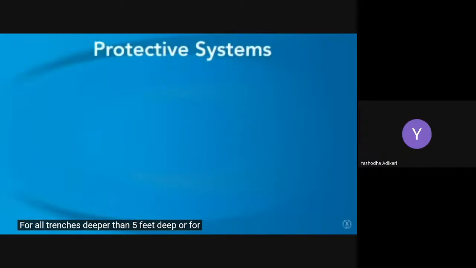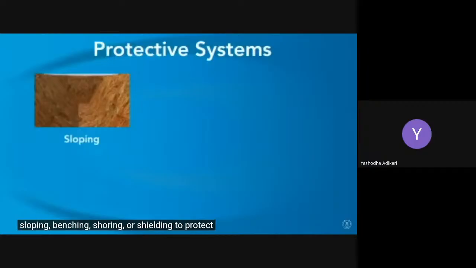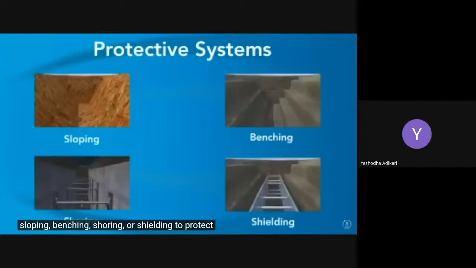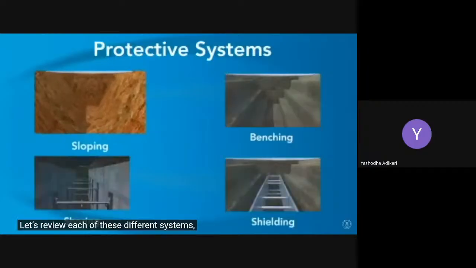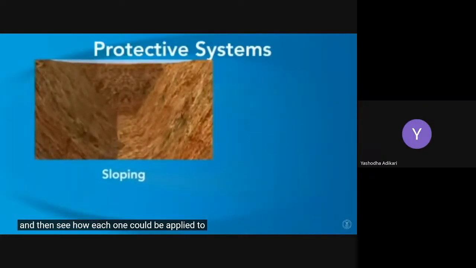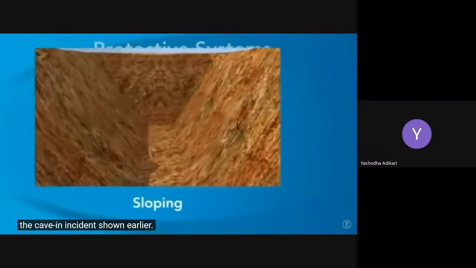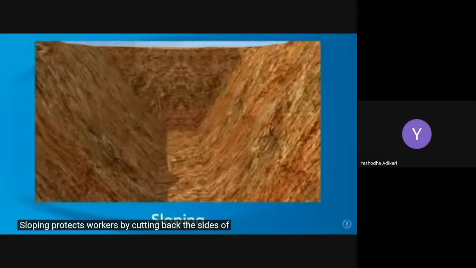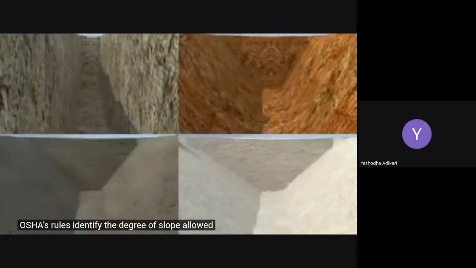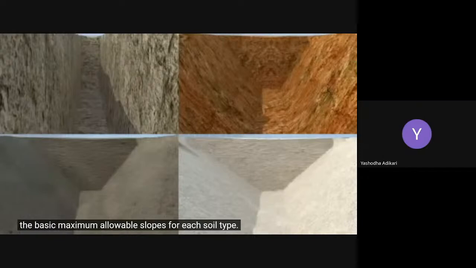For all trenches deeper than 5 feet deep, or for any trench that shows signs of cave-in, OSHA requires sloping, benching, shoring, or shielding to protect workers from cave-ins. Let's review each of these systems and then see how each one could be applied to the cave-in incident shown earlier. We'll look at sloping first. Sloping protects workers by cutting back the sides of the trench so the sides slant away from the trench. OSHA's rules identify the degree of slope allowed for each of the different soil types. When trenches are less than 20 feet deep, these are the basic maximum allowable slopes for each soil type.